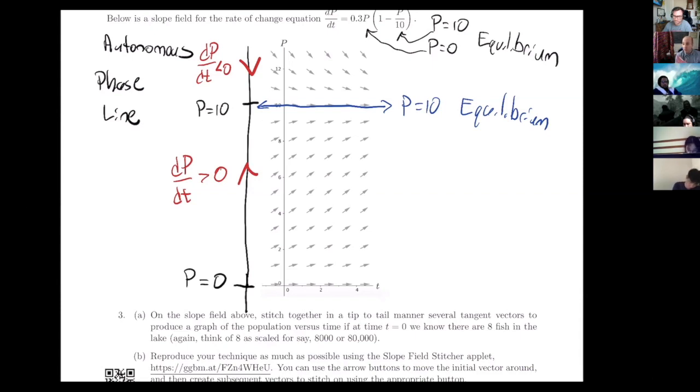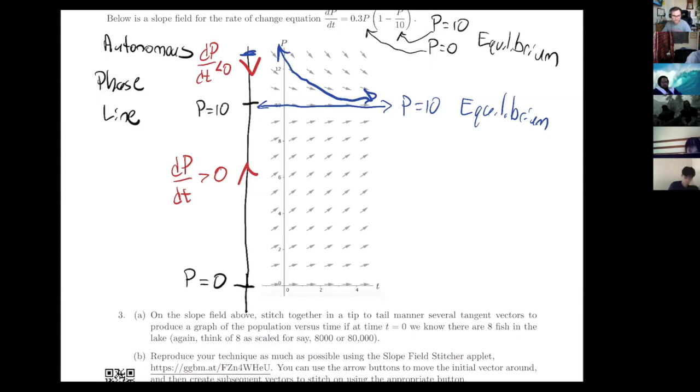Starting with this equilibrium at 10, that's an equilibrium. How would we describe that equilibrium? Stable. Yeah, so this is stable. What this is saying over here is that if we started with a population that's bigger than 10, it's going to decrease and it's going to look like this. But it's not going to decrease forever. It's going to flatten out and approach this equilibrium solution.